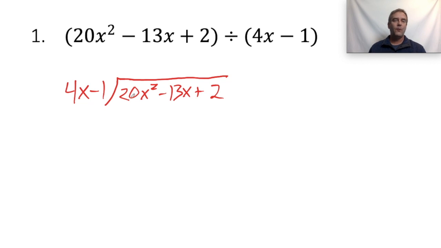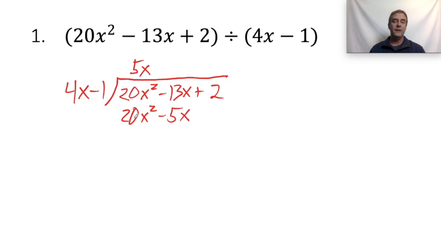How many times does 4x go into 20x squared? Well, it would take a 5x multiplied times 4x to make 20x squared. So that's what we'll multiply down. 5x times 4x makes 20x squared, so that term will go away completely. 5x also needs to be multiplied by the negative 1, and we'll get negative 5x.